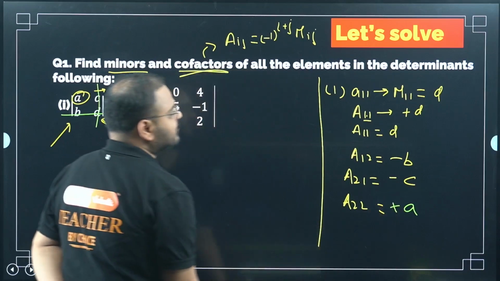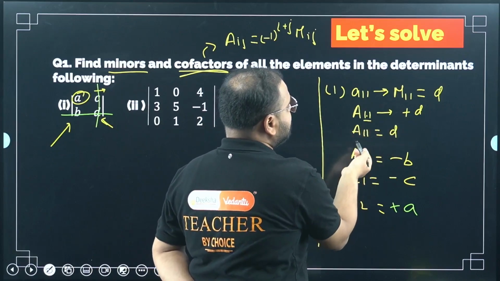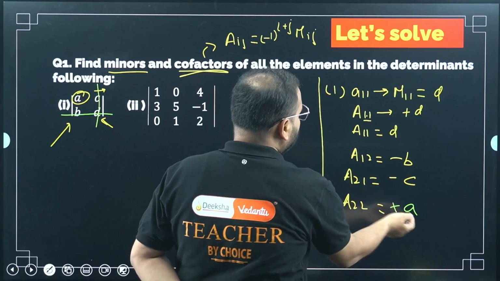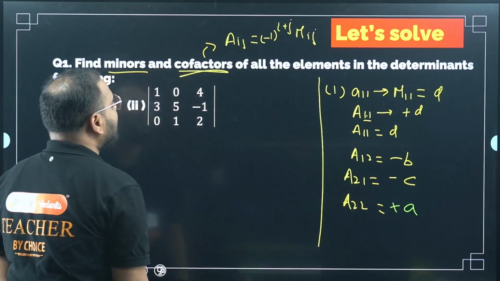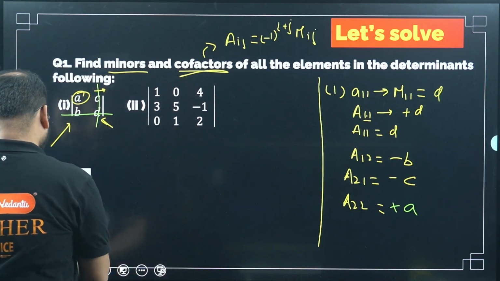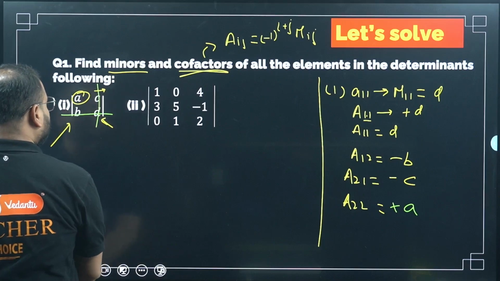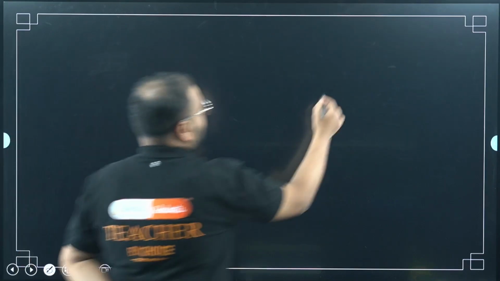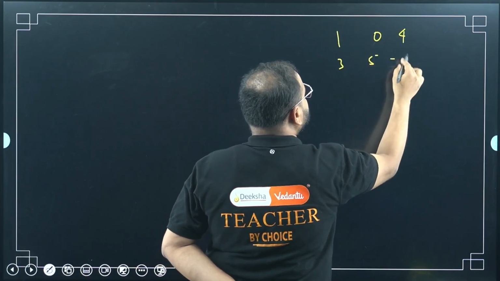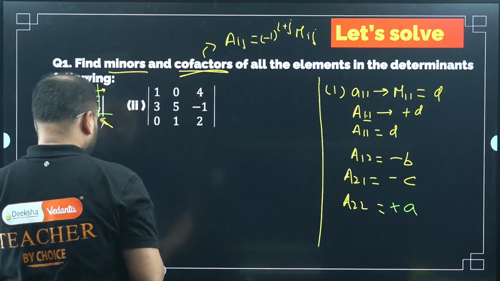So my cofactors for the first matrix which was given are: A11 as plus D, A12 as minus B, A21 as minus C, and A22 as plus A. Now what about this? Let me write this determinant on the next page. 1, 0, 4, 3, 5, minus 1. What else? 0, 1, 2.